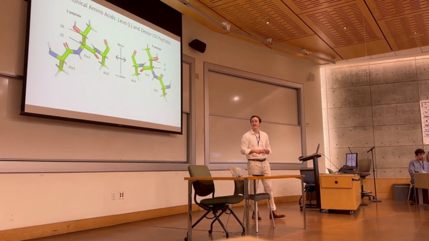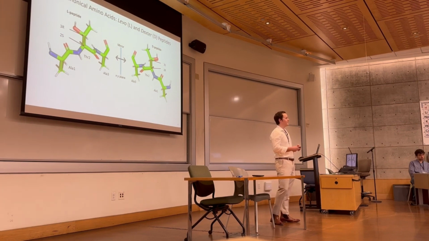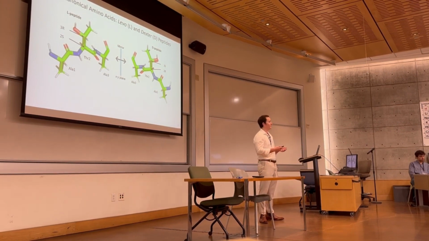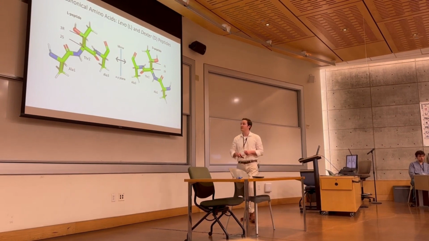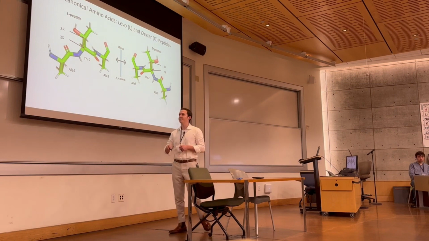Specifically, when I say D-peptides, I'm talking about non-canonical amino acids. L is Latin for levo, meaning left, and D is dexter, Latin meaning right. So there's a number of things to know about this diagram. Here on the left, we have our L-peptide. Here on the right, we have our D-peptide.